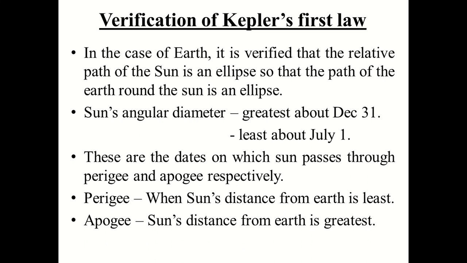Then we can say that it is a relative motion. Since we are on Earth, we are experiencing that the Sun is revolving around the Earth. But the actual thing is that, if it appears that the Sun is revolving in an elliptical orbit around the Earth, the actual thing is that Earth is revolving around the Sun in an elliptical orbit.